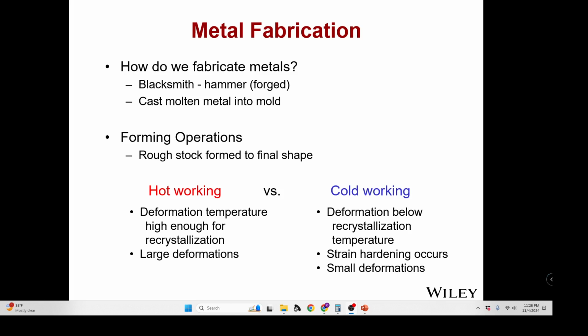And therefore, there's a deformation temperature that has to be high enough to cause recrystallization and allow for large deformation, versus cold working, which is below the recrystallization temperature, strain hardening occurs, and they're very small deformations. So cold working is pounding something with a hammer. Hot working is heating something and then pounding it with something like a hammer to create large movements, large deformations in the material. So there's a big difference between those.